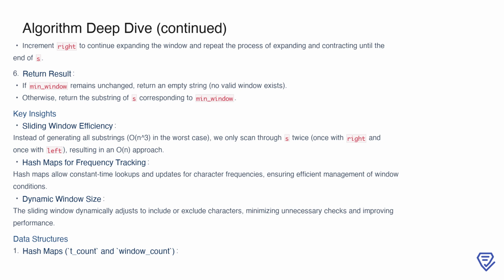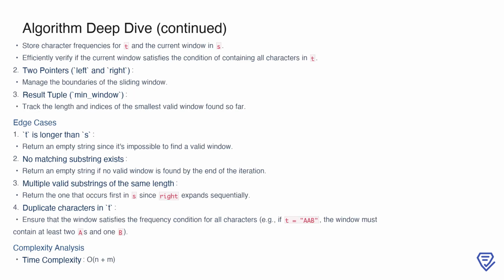The sliding window technique, combined with hash maps, allows us to efficiently manage the conditions for a valid substring while dynamically adjusting the window size. There are several key insights about this algorithm that make it efficient. First, the sliding window approach ensures that we only scan through the string S twice, significantly reducing the time complexity compared to generating all substrings.